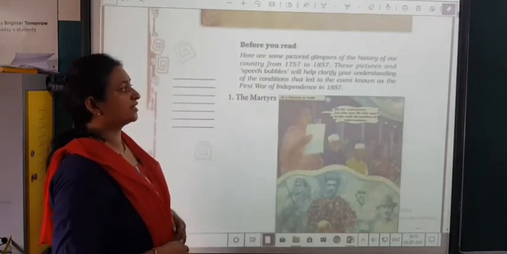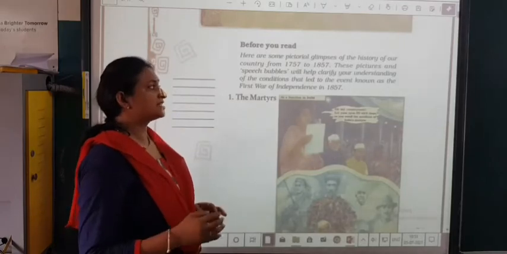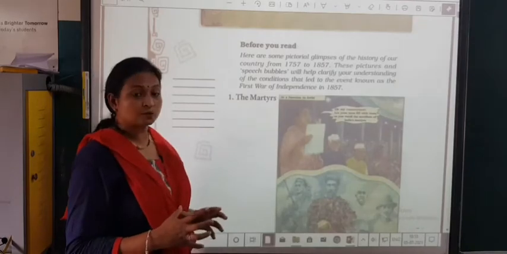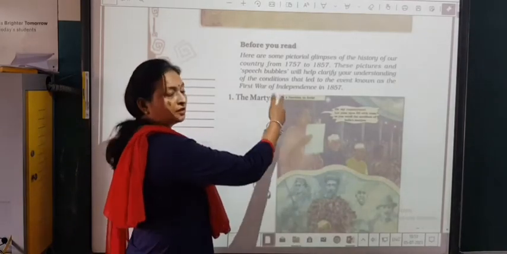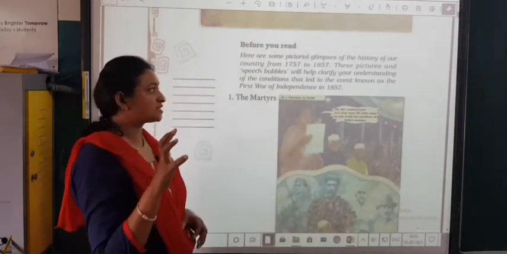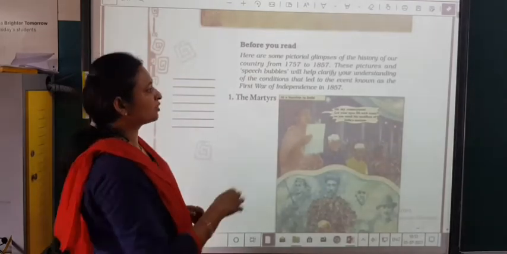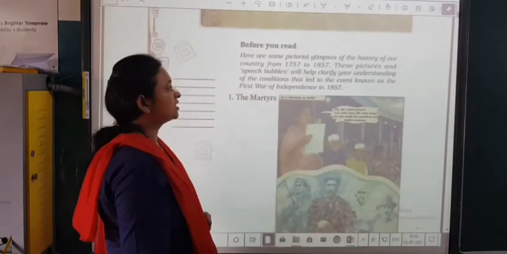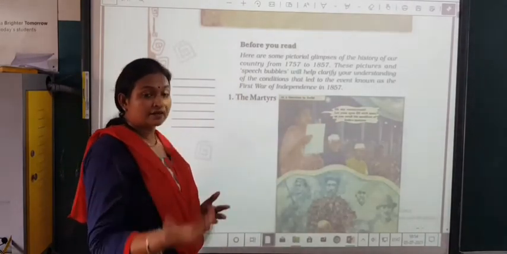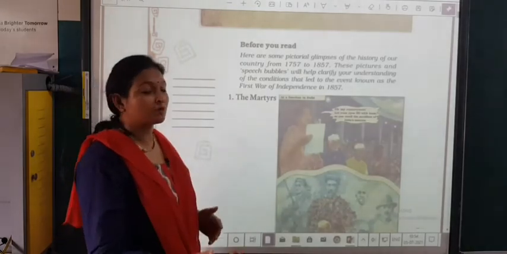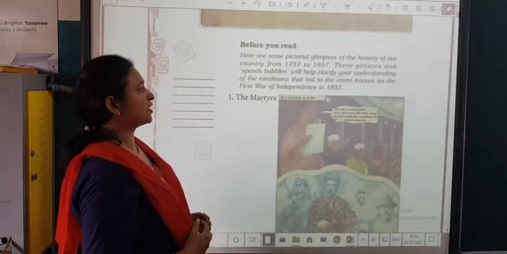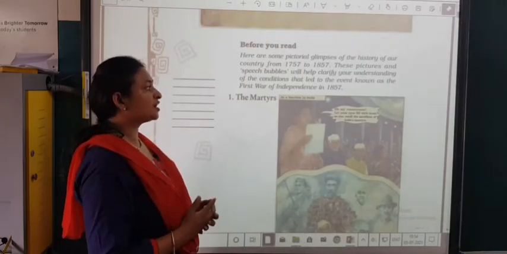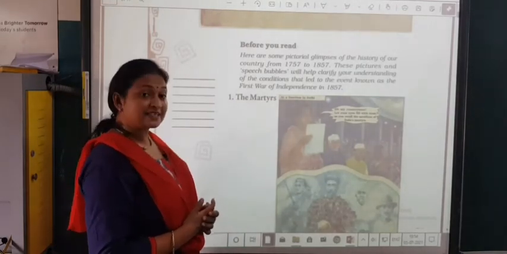Pictorial glimpses of the history of a country from 1757 to 1857. These pictures are speech bubbles. So, what do we call all these pictures? These are actually speech bubbles. They will help you clarify. See these pictures, and here in between, can you see these speech bubbles where something is written about that picture, or there is a conversation? They will help clarify your understanding of the conditions that led to the event known as the First War of Independence in 1857.